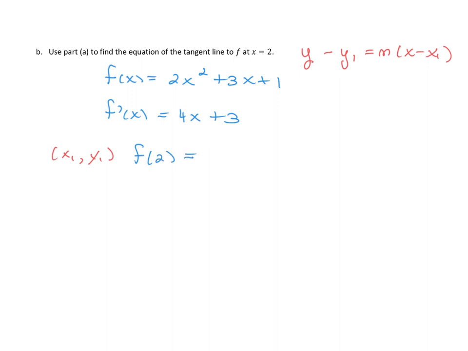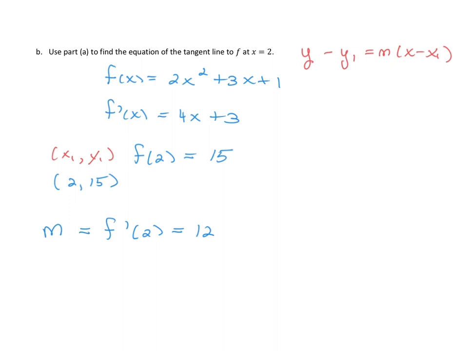So if you put 2 into this function, 2 squared is 4 times 2 is 8. 8 plus 1 is 9. And if we add 6 to that, that's 15. So here's our point. It is 2 for x and 15 for y. But we also need the slope m. And the slope m is equal to the derivative evaluated at 2. And here that's going to be 8 plus 3, and that's 11.